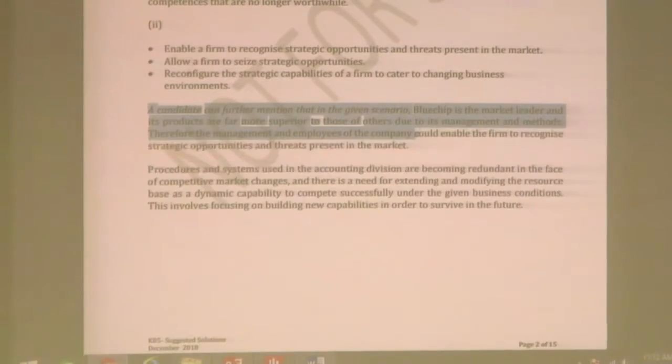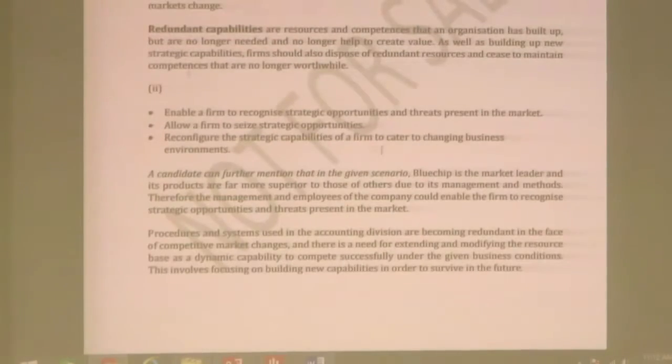These are examiner's answers. See, a candidate can further mention that in a given scenario, Blue Chip is the market leader and its products are far more superior to those due to its management and methods. Therefore, the management and the employees of the company could enable the firm to recognize strategic opportunities and threats present in the market.